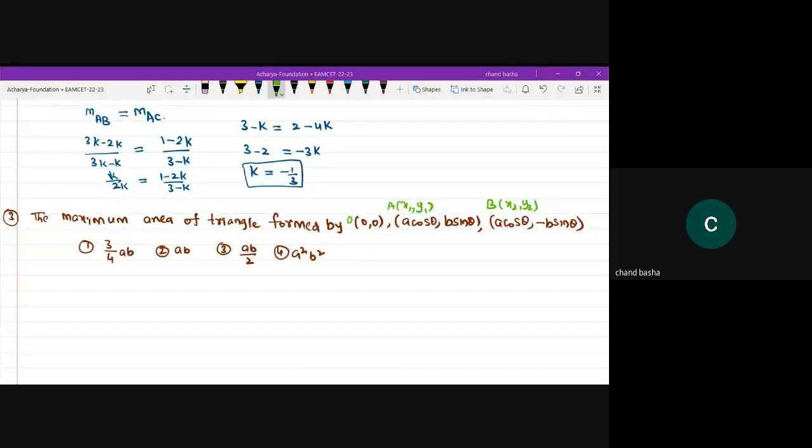Third option, second option. Okay. Option number 2, option number 3. That AB value is option number 2. Okay. He's asking the maximum area.